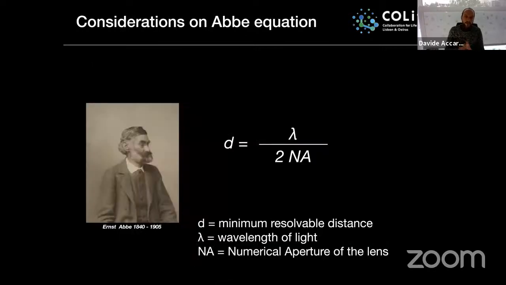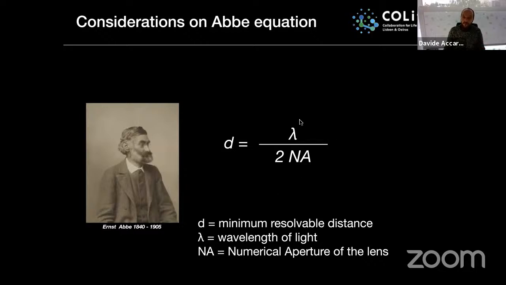So then I would like to make some considerations about the Abbe equation. You know clearly that there is a direct relationship with the wavelength and an inverse relationship with the numerical aperture. The smaller the wavelength, the smaller this minimal resolvable distance, so higher resolving power. The bigger the numerical aperture, the higher the resolving power, so smaller d.